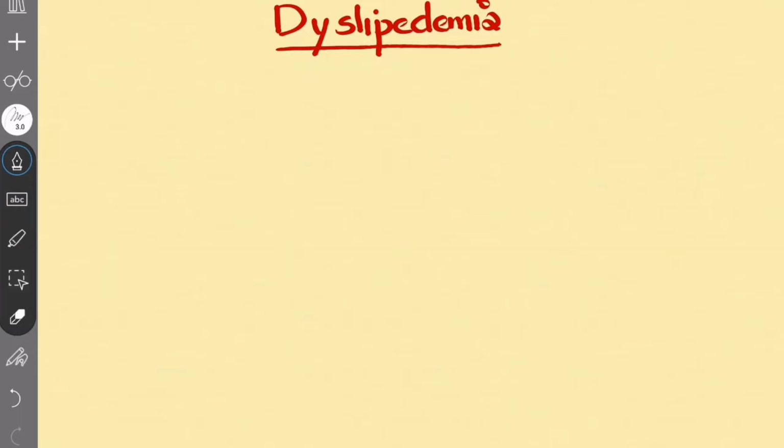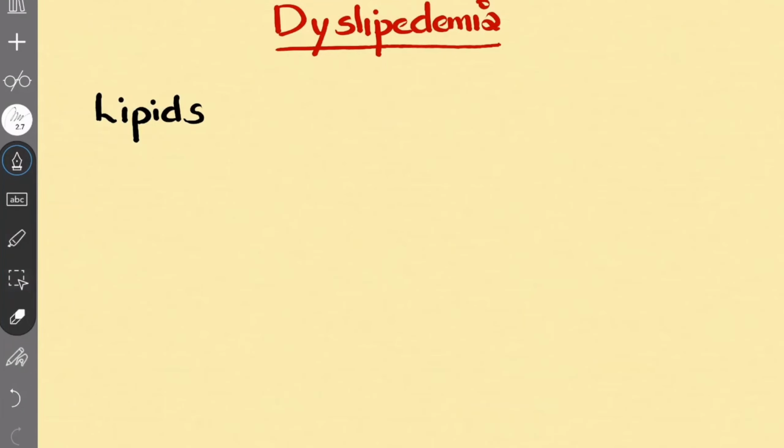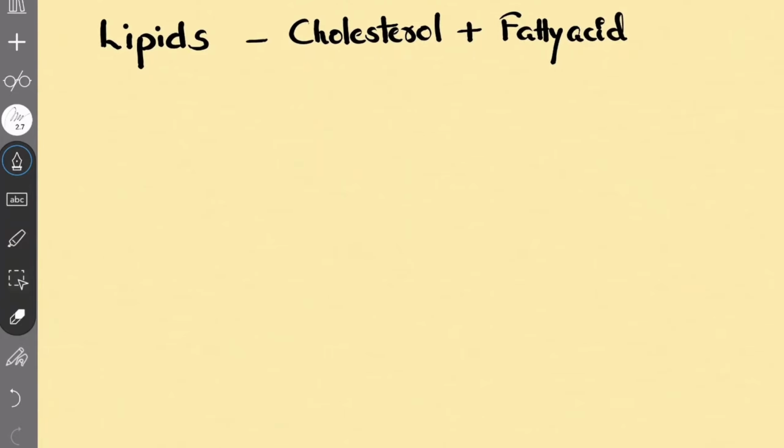So, what are lipids? Lipids are sparingly soluble molecules that include cholesterol, fatty acids, and their derivatives. The plasma lipids are transported by lipoprotein particles. That is about lipids and how the lipids are transported in the body.